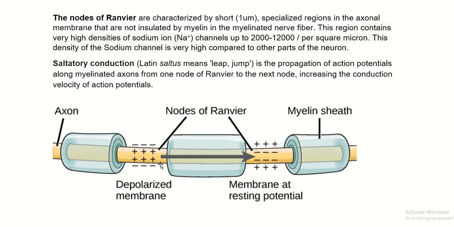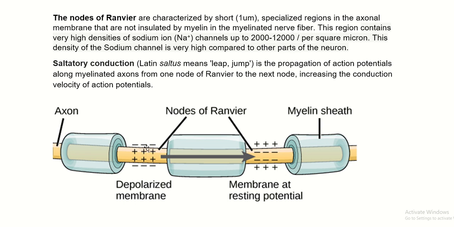The concentration of the sodium channel is different in different parts of the neuron. At the initial portion of the axon, the number of sodium channels is 350 to 500 per square micron.